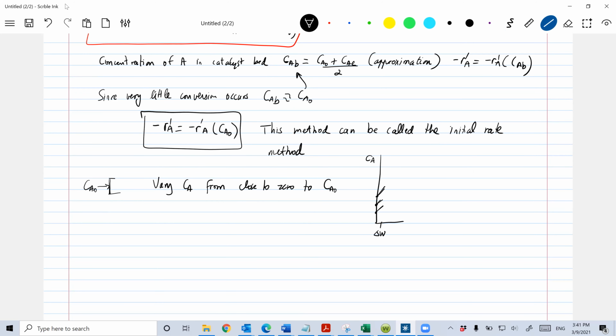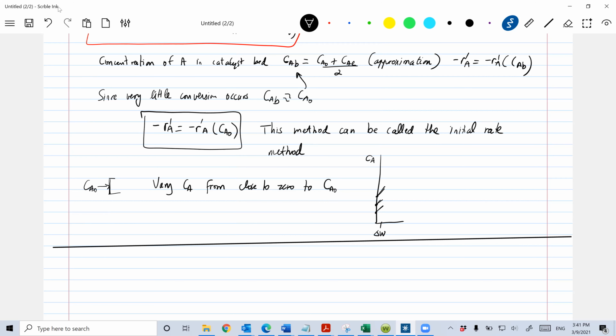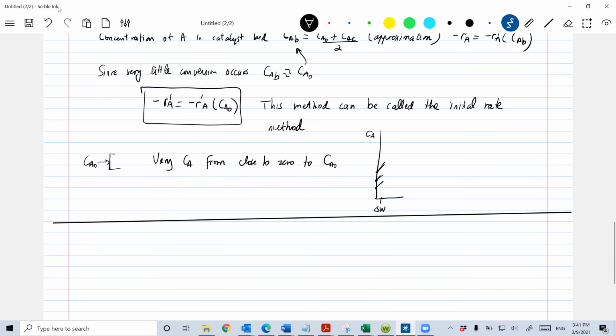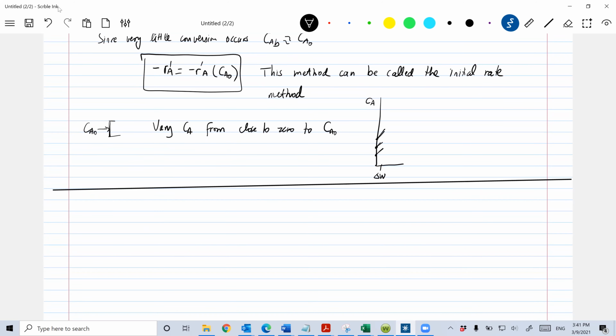Okay. Now, so these are all qualitative. When we look at examples in a moment, you'll be able to see how we use this. And it's actually quite straightforward when you see it. But a third example is the integral PFR.